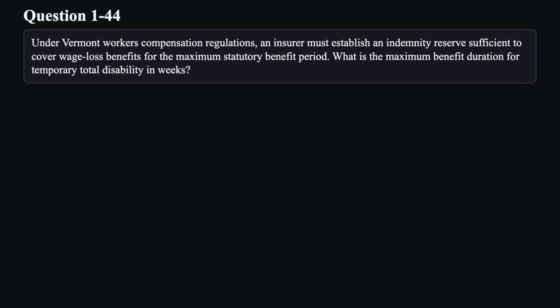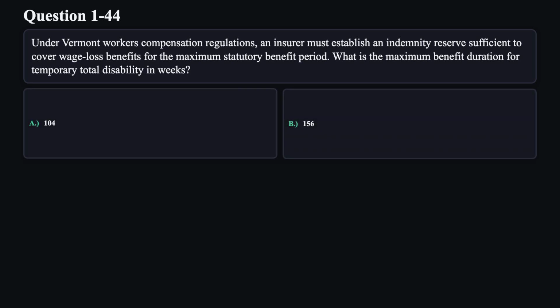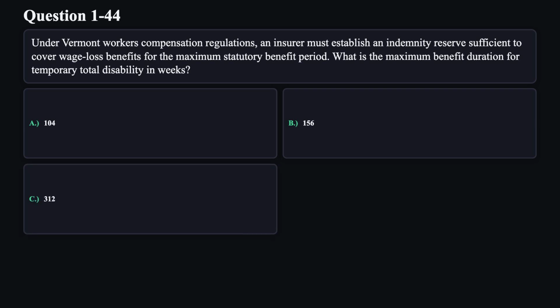Question 44. Under Vermont workers' compensation regulations, an insurer must establish an indemnity reserve sufficient to cover wage loss benefits for the maximum statutory benefit period. What is the maximum benefit duration for temporary total disability in weeks? A. 104. B. 156. C. 312. D. 260.